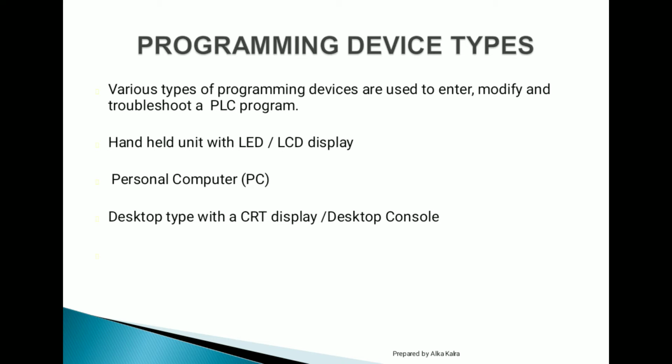The second device used for programming is the personal computer, the simple computer that we are using, which can also be used to program the PLC. And the third type is the desktop type with CRT display, also called the desktop console. So there are three types of programming devices that we use for programming the PLC.